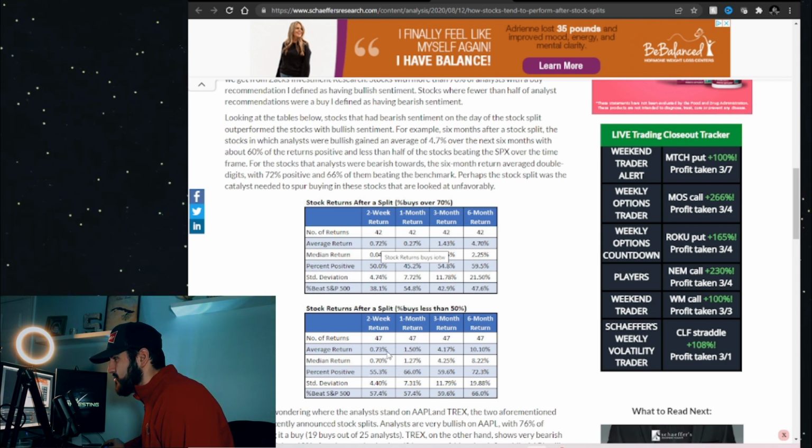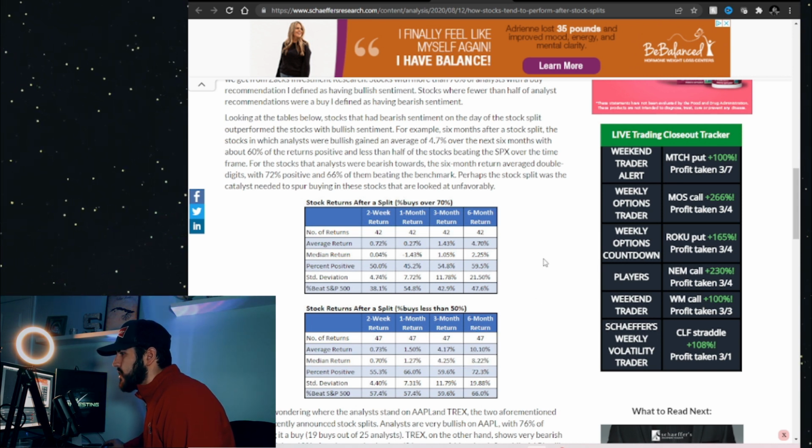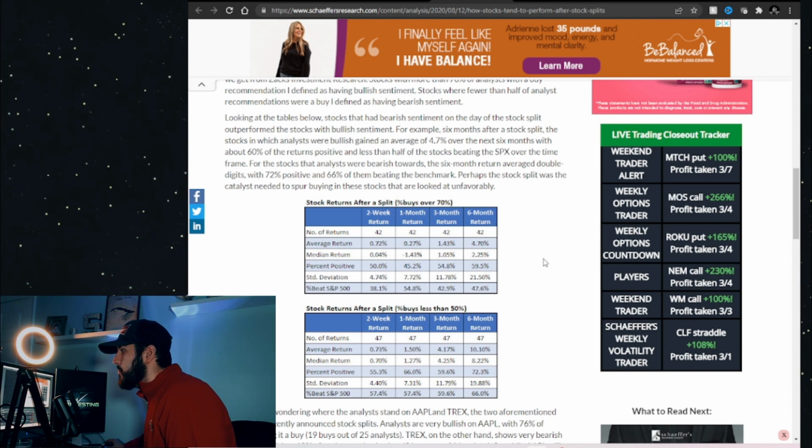For negative sentiment, you're looking at 0.73% for 2 weeks, which is right in line with positive sentiment. But here is where you start to see more returns on negative sentiment stocks. 1 month, 0.27 versus 1.5, 1.43% versus 4.17, 4.7% versus 10.10%. So when there's negative sentiment, that actually might be an opportunity to buy a stock and could be bullish for you, as confusing as that might sound.